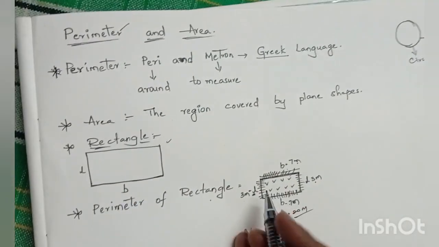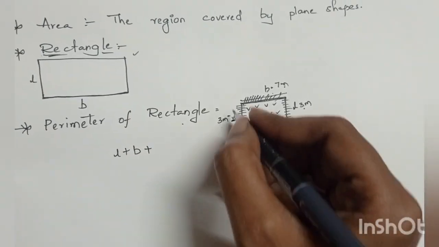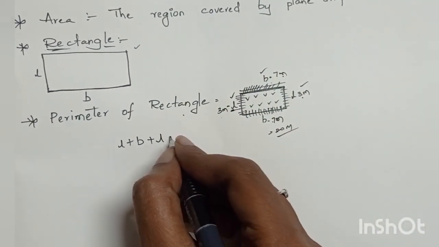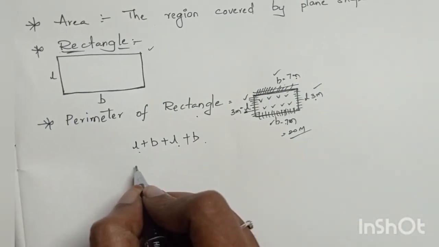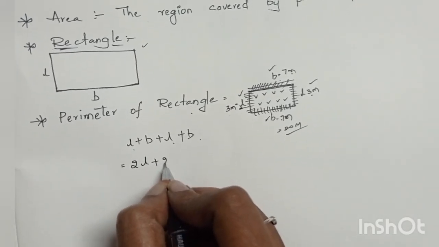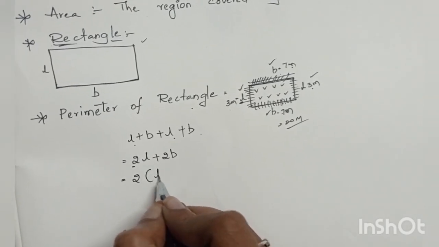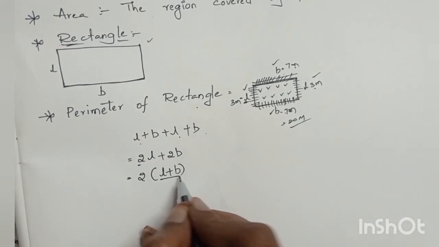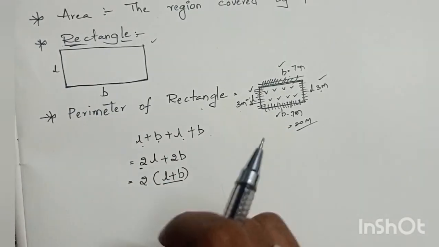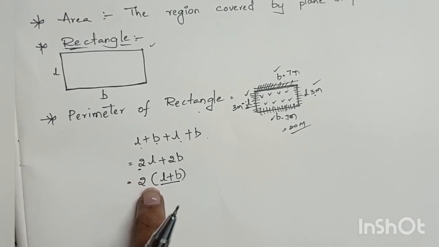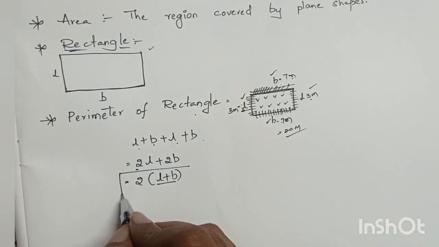Right? So let's see here. I am adding L, I am adding B, L, B, again L, again B. So I am adding L 2 times, B 2 times. So I am writing it as 2L plus 2B. For my convenience, I am making it 2 into (L plus B). That means L plus B I am adding 2 times. So 2 into (L plus B). This is the formula for the perimeter of a rectangle. So please remember this formula, 2 into (L plus B).